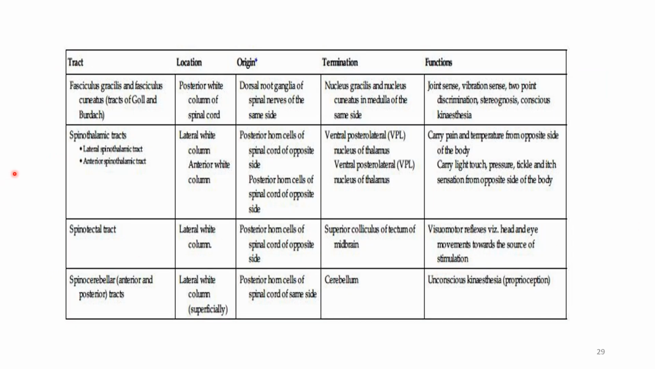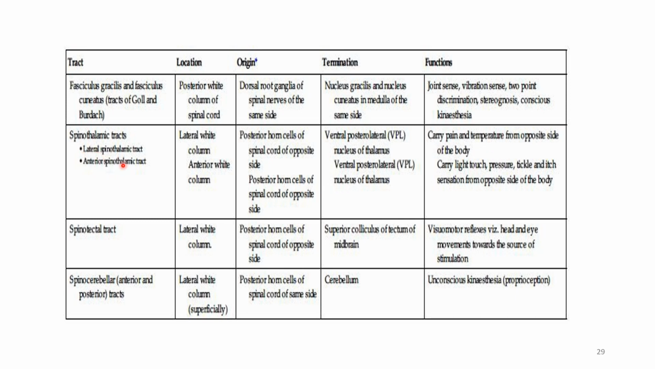Then here is an overview. The important tracts are kept here. The first tract is fasciculus gracilis and fasciculus cuneatus. Where is it located? The posterior white column of the spinal cord. It originates from the dorsal root ganglia of the spinal nerves of the same side. It terminates in the nucleus gracilis and nucleus cuneatus in the medulla of the same side. What is its function? It carries joint sense, vibration sense, 2-point discrimination, stereognosis and conscious kinesthesia.